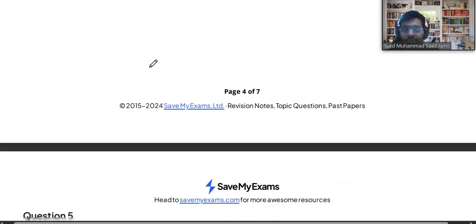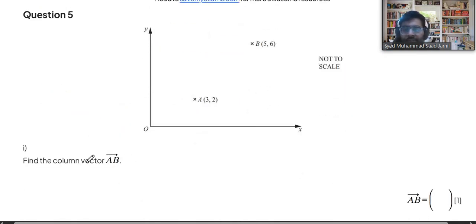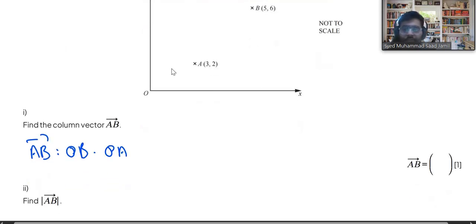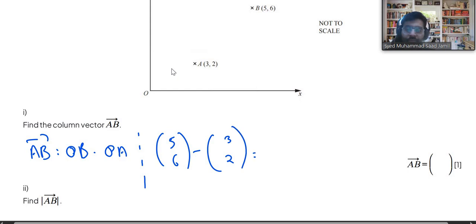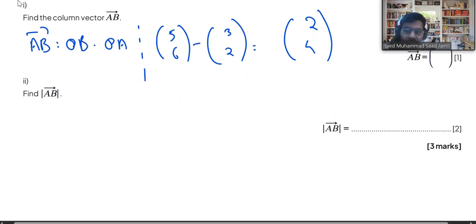Now next question, we have question number 5. It says find the column vector AB. So look, AB basically means OB minus OA. Always remember this. So this becomes 5, 6 minus OA is 3, 2. Alright, so 5 minus 3 is 2. 6 minus 2 is 4. So it's 2, 4.